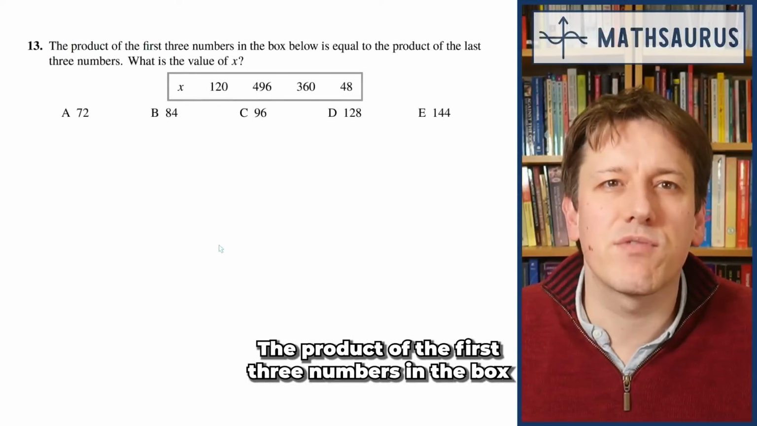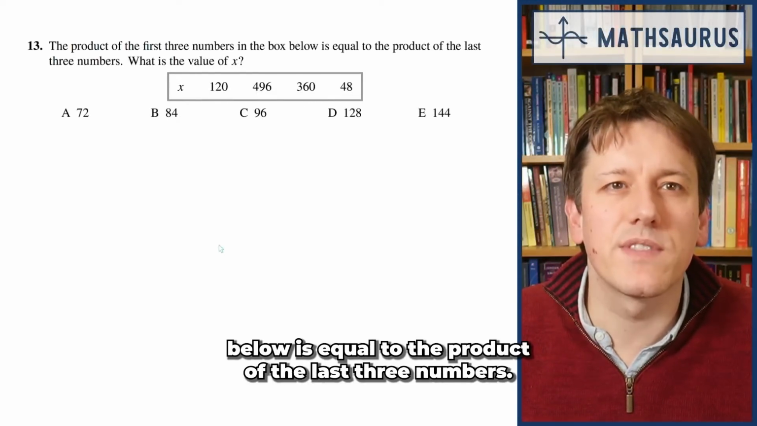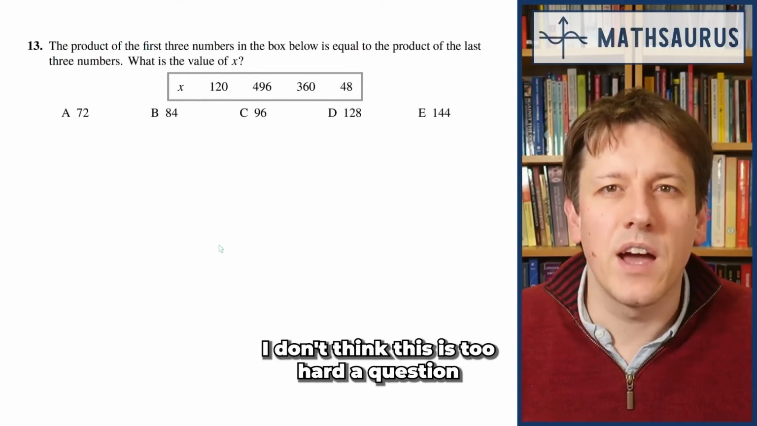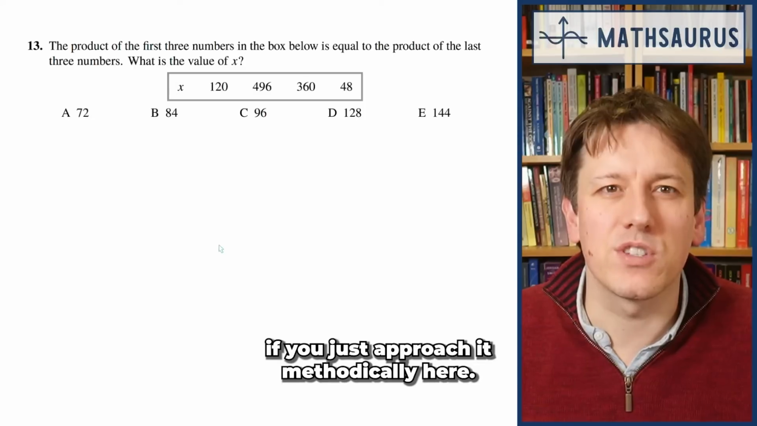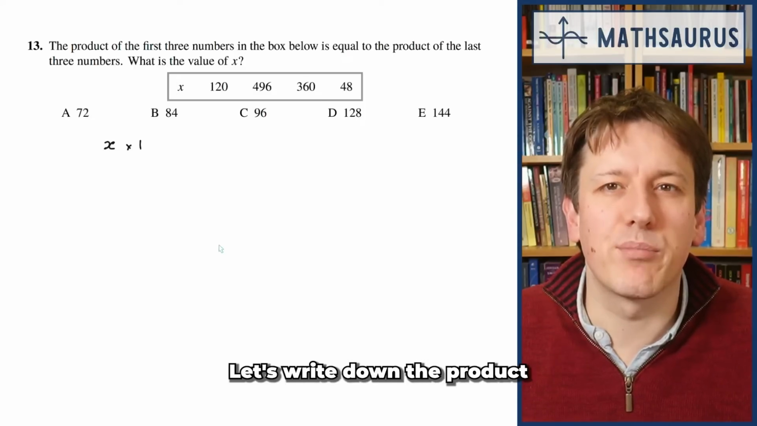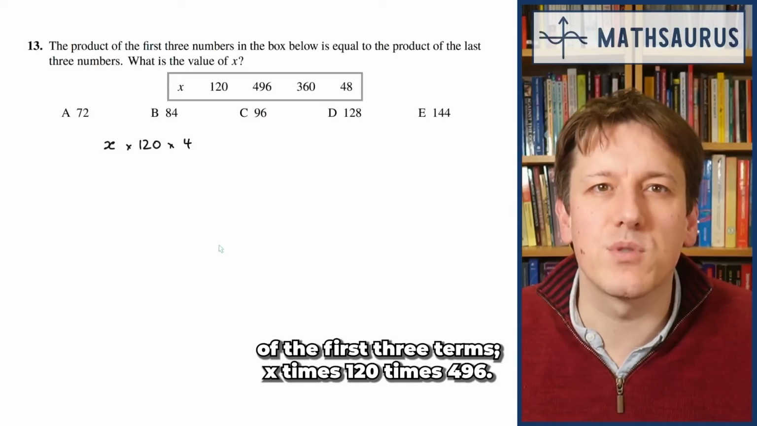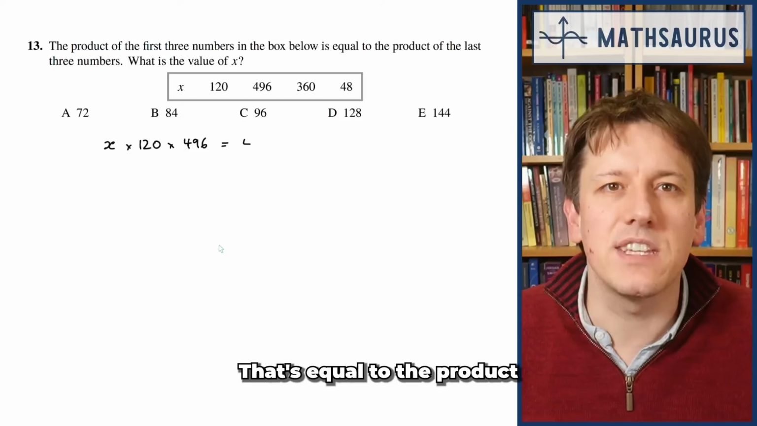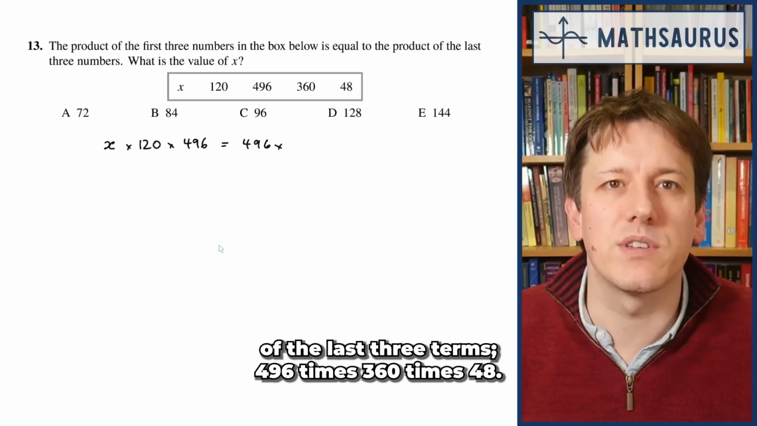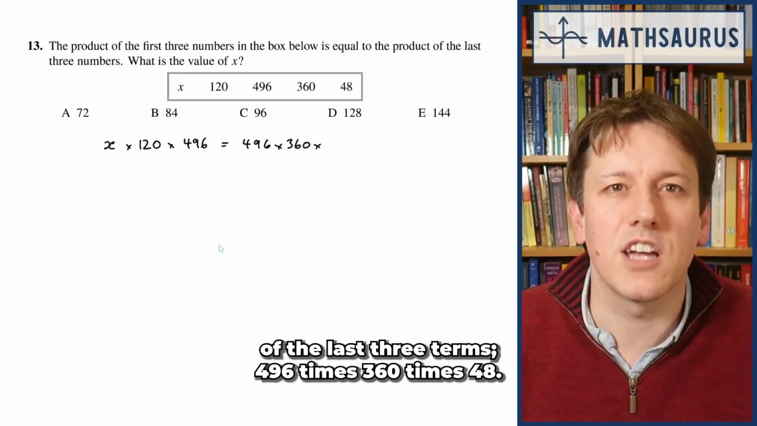The product of the first 3 numbers in the box below is equal to the product of the last 3 numbers. What is the value of x? I don't think this is too hard a question if you just approach it methodically here. Let's write down the product of the first 3 terms, x times 120 times 496. That's equal to the product of the last 3 terms, 496 times 360 times 48.